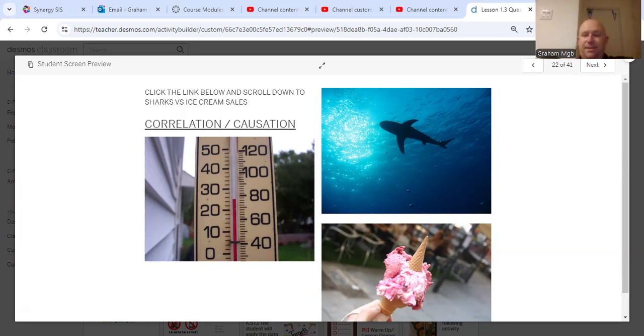Except clearly, buying an ice cream has nothing to do with whether you're going to get attacked by a shark. You're buying an ice cream mainly because it's hot, which is also the reason you're going into the water with the shark. So when we have that type of pattern there, we call it causation rather than correlation, and it's something just to watch out for, but not a major part of this unit.